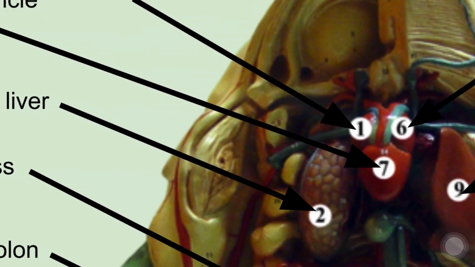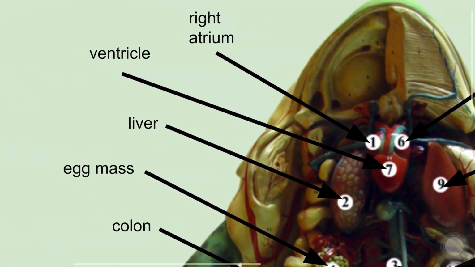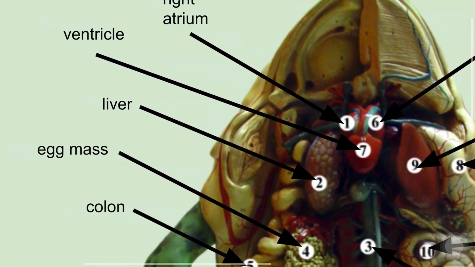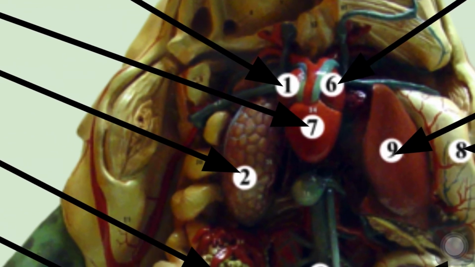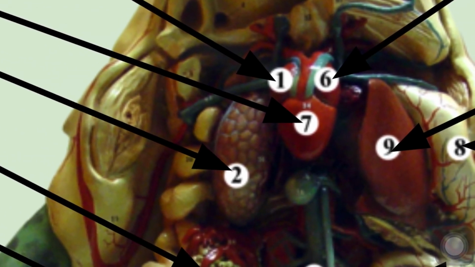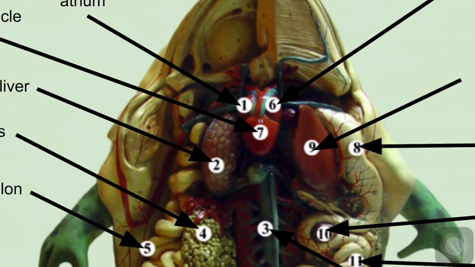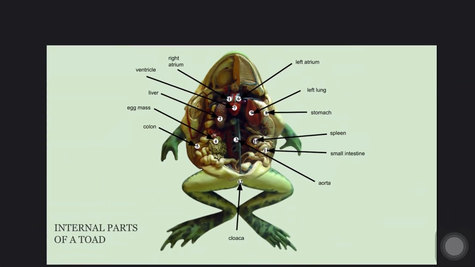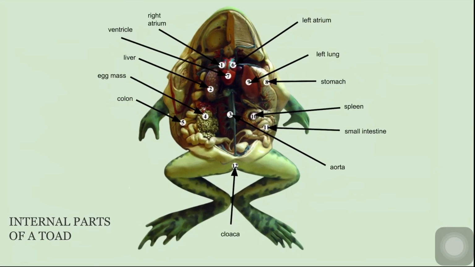And number 7, here, is the ventricle. A chamber of a frog's heart that pumps blood out of the heart to the lungs and other parts of the body. So those are the internal parts of a toad.